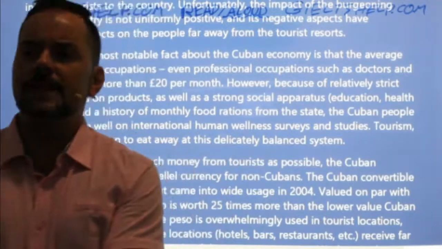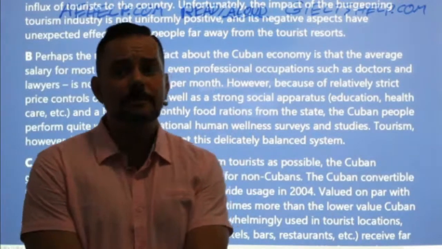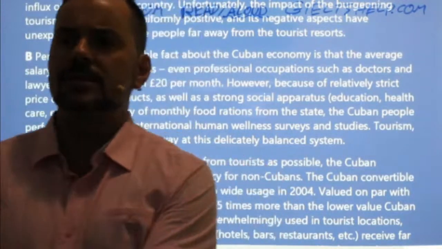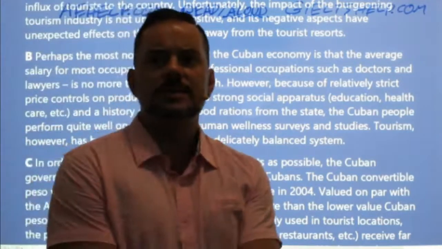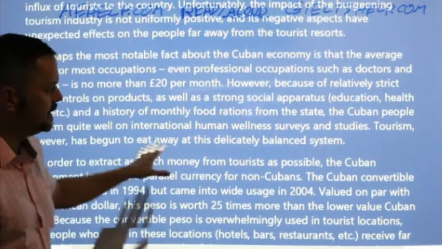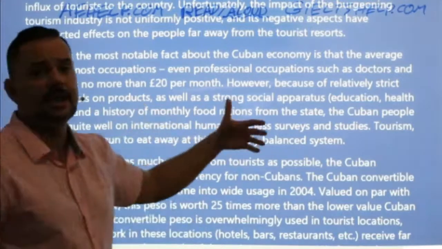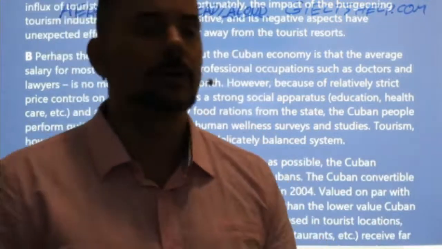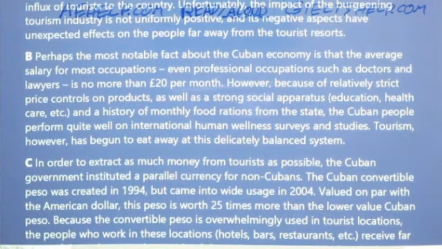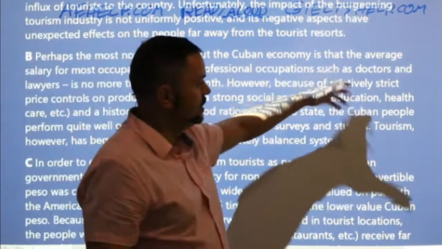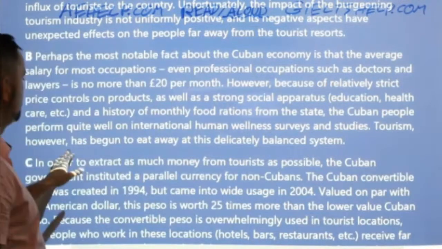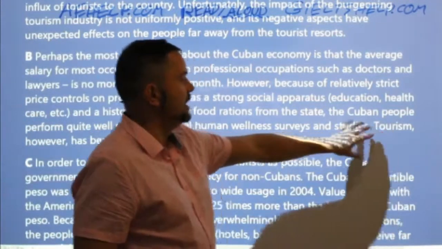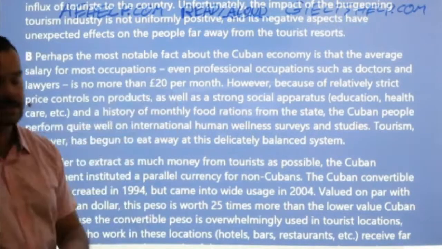So Romain says, low financial standards, but healthy people. Begjan says, regulations on economy's components. Puiti says, it's about how there's an increase in the standard of living thanks to tourism. I don't see that. But what I would say is tourism is affecting the social structure of Cubans. Okay. So it's kind of like an inverse topic sentence. Tourism, however, has begun to eat away at this delicately balanced social system. I would say that this last sentence incorporates that the most.